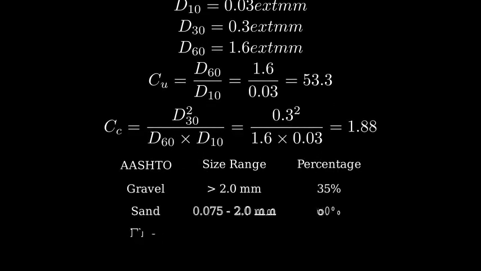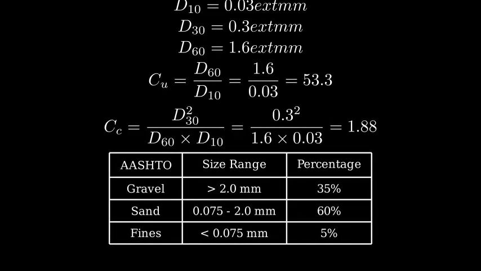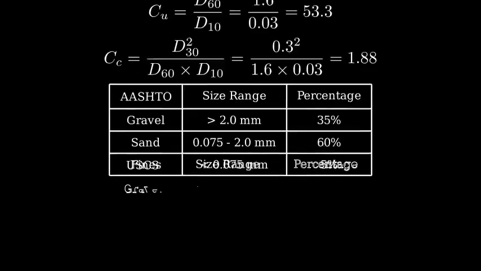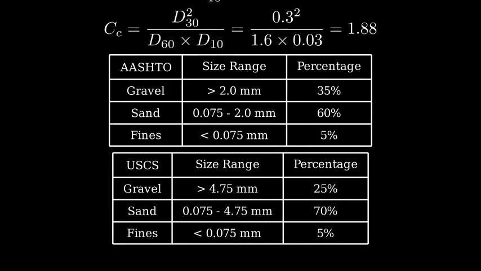In the AASHTO system, we have 35% gravel greater than 2.0 millimeters, 60% sand between 0.075 and 2.0 millimeters, and 5% fines less than 0.075 millimeters. In the USCS system, we have 25% gravel greater than 4.75 millimeters, 70% sand between 0.075 and 4.75 millimeters, and 5% fines less than 0.075 millimeters.